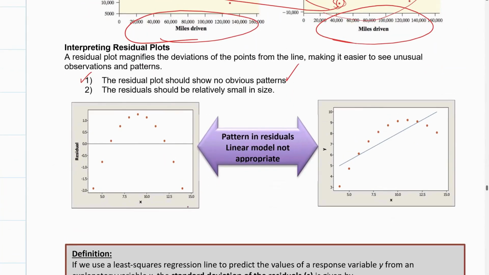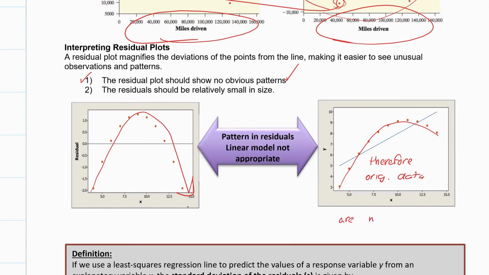Here's what patterns look like when we're doing residual plots. Here is some original data that's clearly not linear. And when we do the residual plot, pretending that it is linear, we see a clear pattern in the residual plot. Our conclusion is therefore that the original data are not linear. Okay.